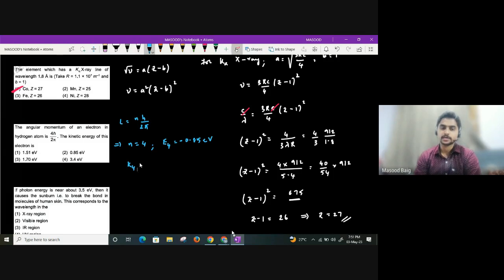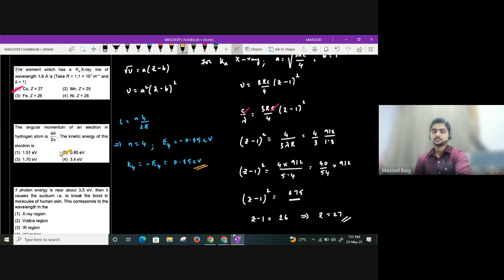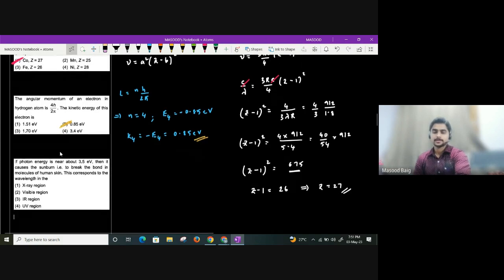So we know kinetic energy will be given as minus of total energy again. In any bounded system, kinetic energy will be minus of total energy, or total energy will be minus of kinetic energy. So what will be the kinetic energy of the electron in that particular case? You are going to get it as 0.85 electronvolt. Clear, all of you? I hope it is clear.